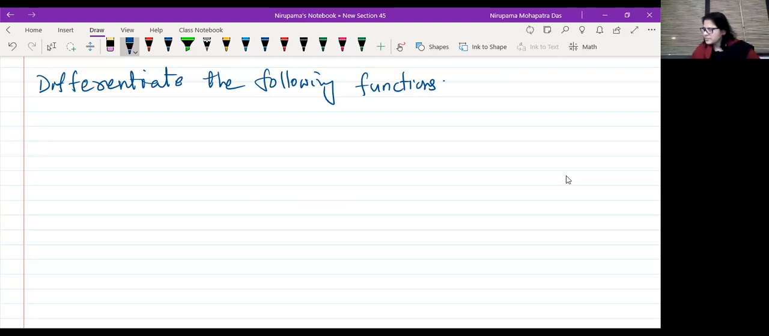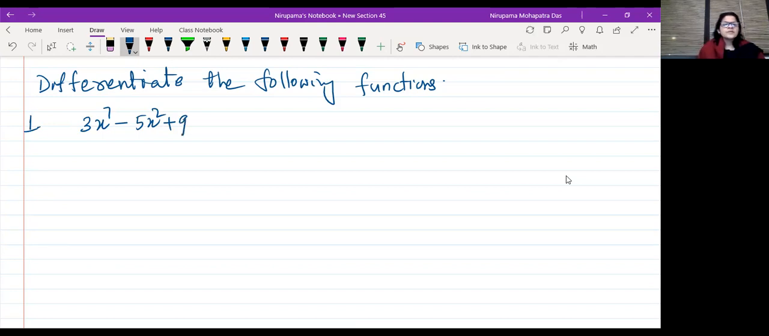I will be taking some questions from the book only, mostly from NCERT. The first question is: we are given 3x to the power 7 minus 5x square plus 9.